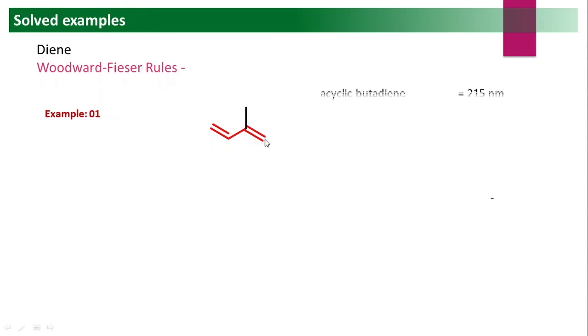So base value, that is 215 nanometer. Then we have to add more values for the substituents. So there is one substituent, this alkyl group is a substituent. One of the hydrogens of this butadiene is substituted with this alkyl, methyl group. So for alkyl group, we have to add 5. So one alkyl group, 5. If there are 2 alkyl groups, then 10. If 3 alkyl groups, 15, likewise.